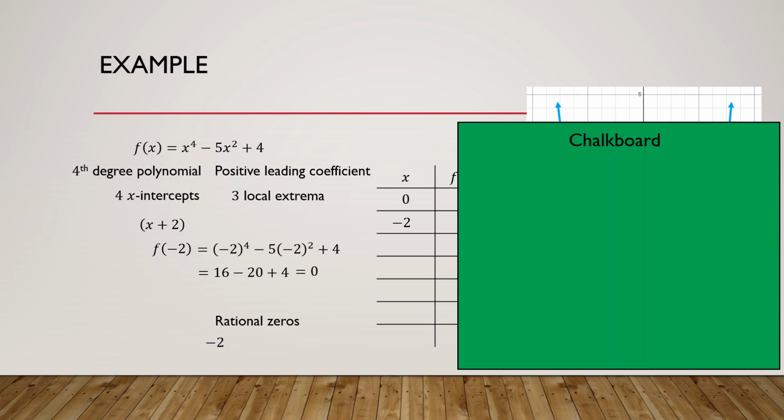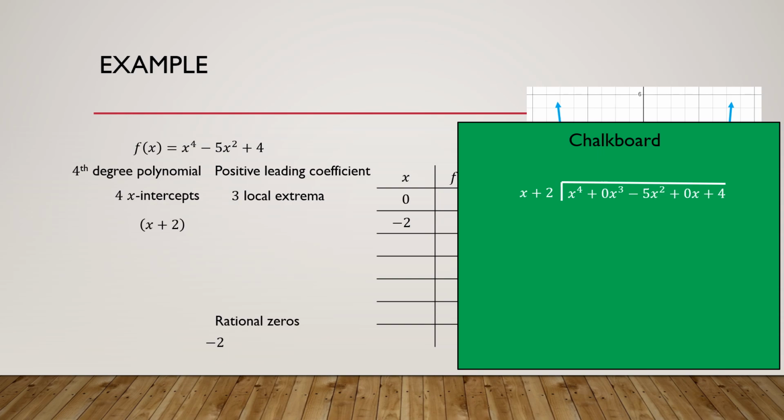Next, we complete polynomial division. We'll use x plus 2 as a divisor and our polynomial as the dividend, inserting x cubed and x terms with 0 coefficients. Since x cubed times x is x to the fourth, it will be our first term. x cubed times x plus 2 is x to the fourth plus 2x cubed. Subtract to get negative 2x cubed, then bring down negative 5x squared. Negative 2x squared times x will give us a negative 2x cubed, and times 2 is negative 4x squared. Subtract again to get negative x squared.